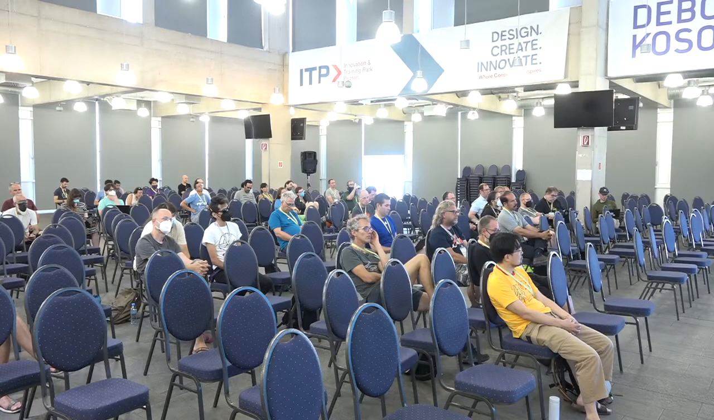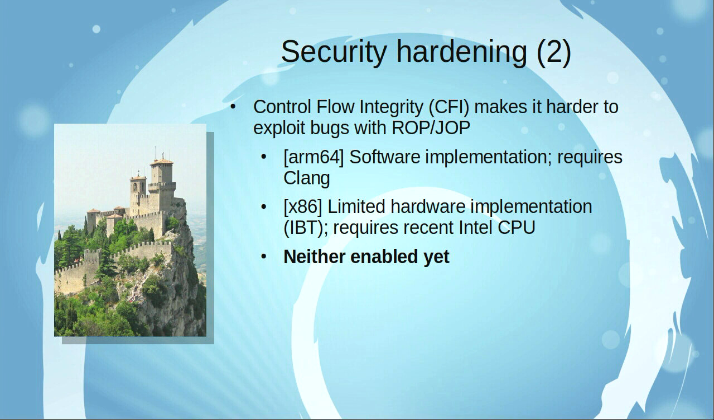It's complicated. So there is a software implementation of this for ARM64, but it depends on features in the Clang compiler. And we're still building the kernel with GCC on all architectures. So we haven't enabled that in Debian. There's a very limited implementation for x86 that relies on Intel CET that's available on some of their recent CPUs. That's not enabled yet either. I'm not sure that it's worth the trouble given how little it actually protects.